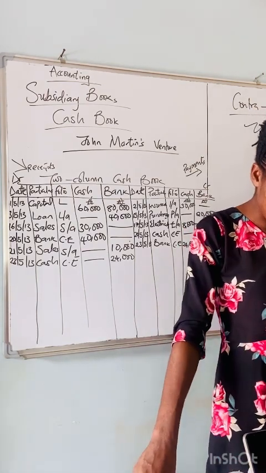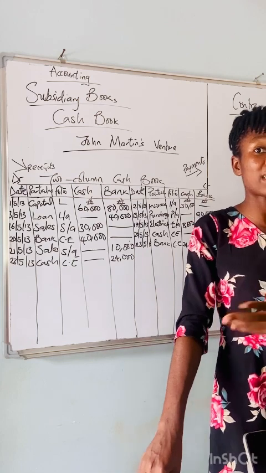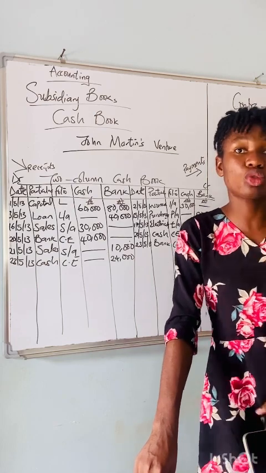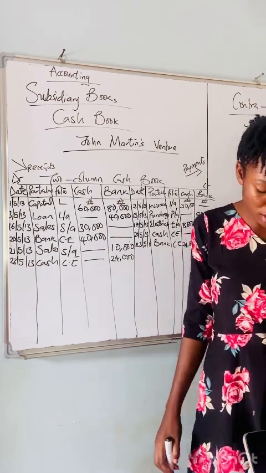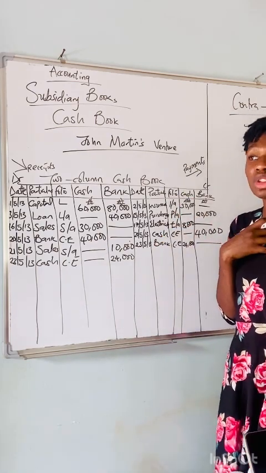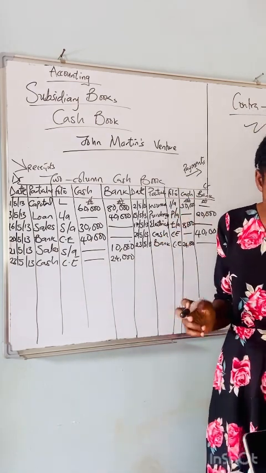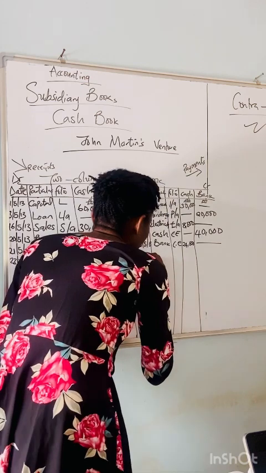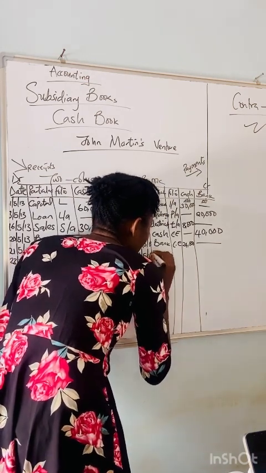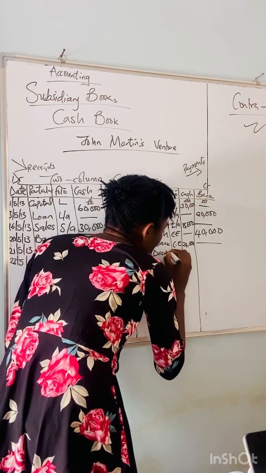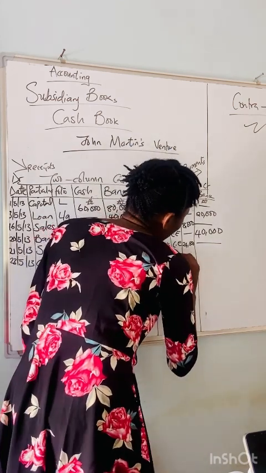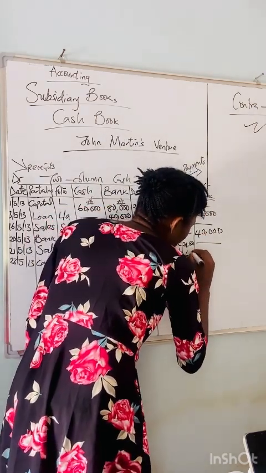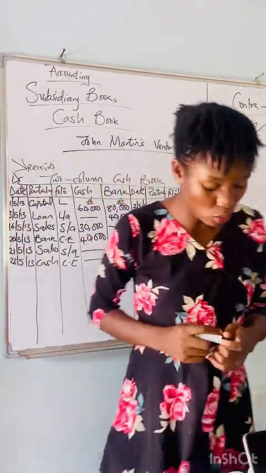So the next one we have is withdrew cash for domestic use, that is, for personal use. On the 31st of May, withdrew cash for domestic or personal use, 6,000 naira. When we withdraw for personal use, it's no longer a contra entry, it's now drawings. So on the 31st of May, we withdrew cash for domestic use. This is our drawings. You can see this in our drawings account. Cash was withdrawn, 6,000 naira.